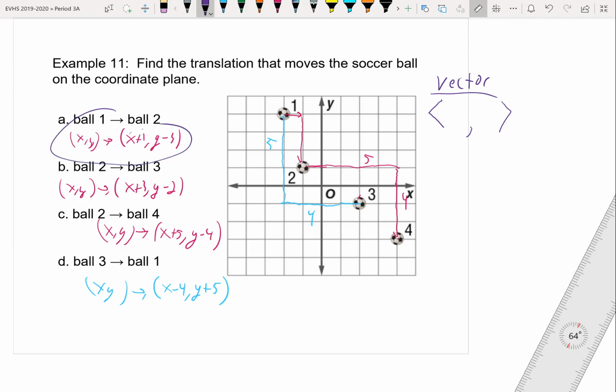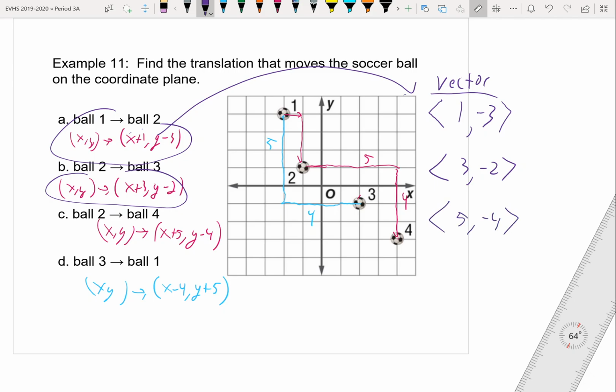So if I was to take this guy and write it as a vector, all I would do is write <1, -3>. Written this way, this means take a point, take an object, move it 1 unit to the right and 3 units down. If I was to do that for b over there, I would just write <3, -2>. And this means everything that's in there. For number 3, I would write it <5, -4>. And for part D, I would write it as <-4, 5>.